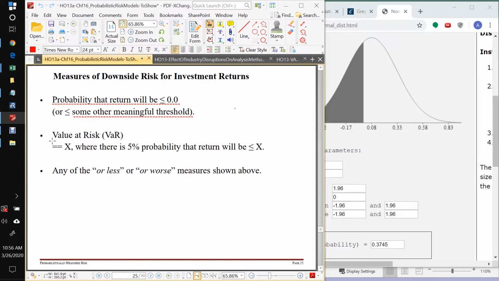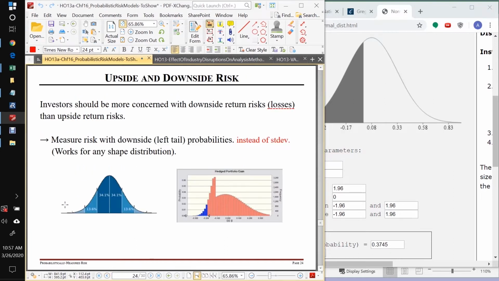So another one, which we just looked at, is our value at risk criteria. And that's our value X, where there's a 5% probability that our return will be less than or equal to X. And in general, any of the or less or worse measures that we looked at above. And as long as we're focused on this left side tail for risk, it's going to work with any type of probability distribution that's characterizing our returns.